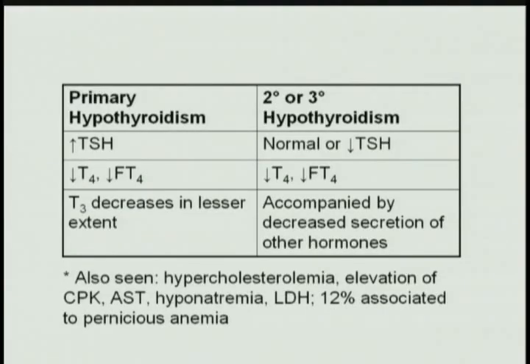So all these symptoms are important, but I want you to pay attention to the bilateral carpal tunnel syndrome. I want you to pay real attention to the dementia, pseudodementia, and please remember the deep tendon relaxation phase, and the elevated cholesterol, and think about hypothyroidism. So how do we make the diagnosis?